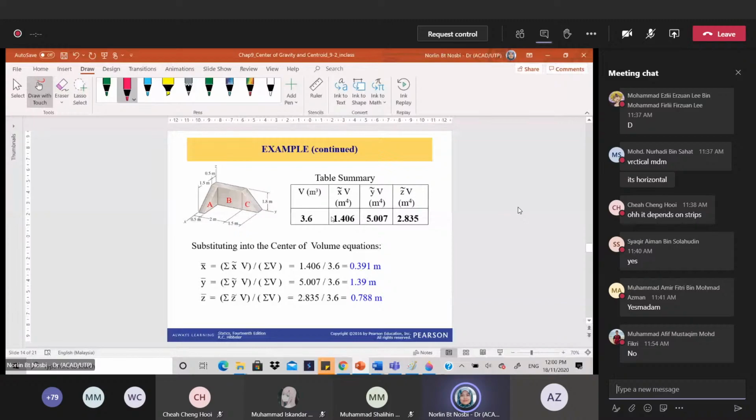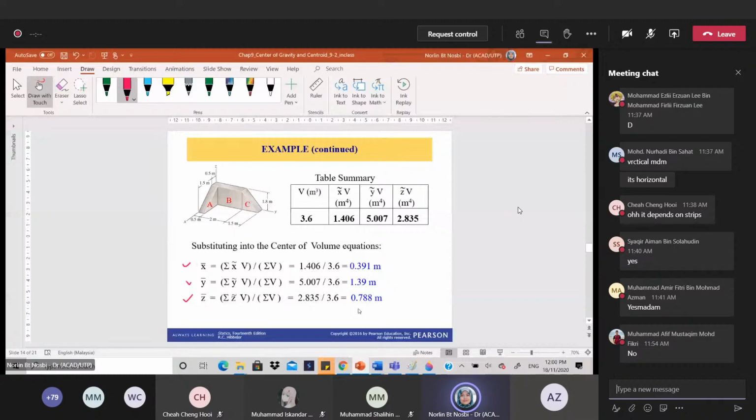So it is much easier compared to the first part, right? First part you need to do the integration. There's an integral, right? So now just fill in back, then you will get x bar is 0.391, y bar 1.39, and z is 0.788. So now you know where the center of volume for this structure. Where is it?